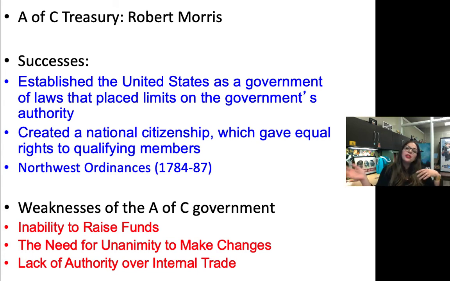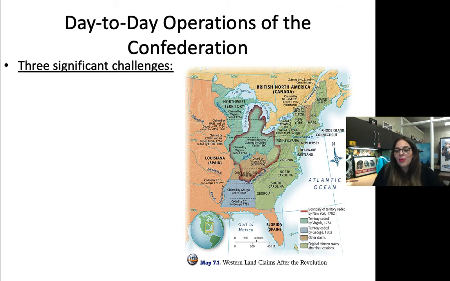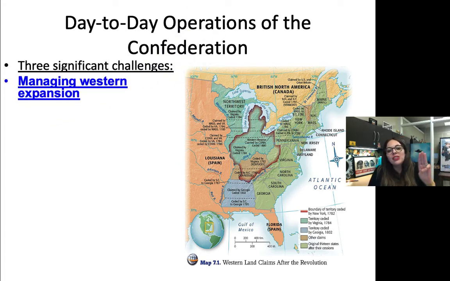You've got distrust between southern states and northern ones. You've got bickering and rivalries between neighbor states. And what can the federal government do about it? What can they do under the Articles of Confederation? Nothing. A big old nothing. And so you've got jealousy, you've got land cessions. The day-to-day operations under the Articles of Confederation are the stuff of nightmares, okay? But there are three significant challenges that I want to talk about.